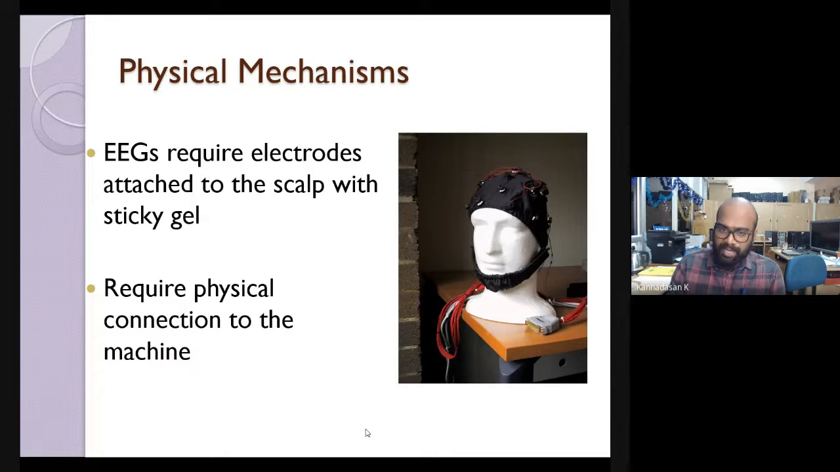EEG requires electrodes to be attached to the scalp with a sticky gel. Of course, your electrode will be of some metal, a silver or gold coated electrode. That electrode won't just stick to your scalp, so you have to apply some sort of gel to make it stick. It is like normal gel, a sticky thing like glue, and it will come off once you wash it off. So you place it on the scalp and it requires a physical connection to the machine.